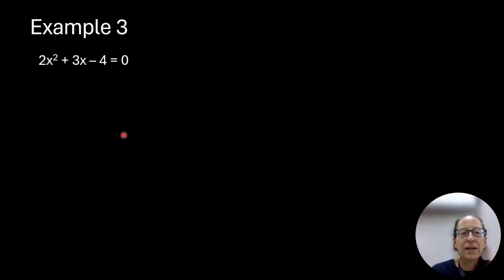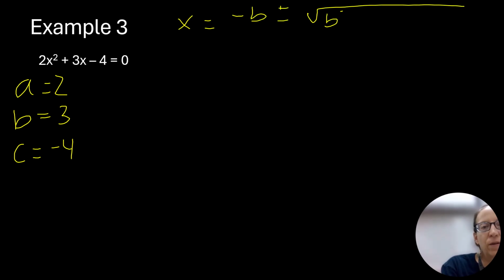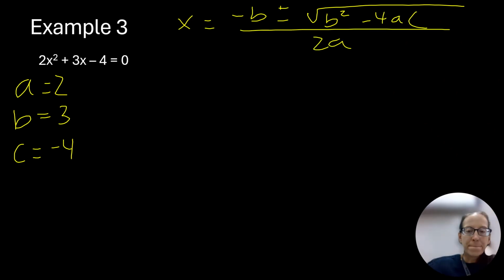2x squared plus 3x minus 4. So that one's already in the right form, which is nice. We have a is equal to 2, b is equal to 3, and c is equal to negative 4. And so our quadratic formula, x is equal to the opposite of b plus or minus the square root of b squared minus 4ac all over 2a. There you go.